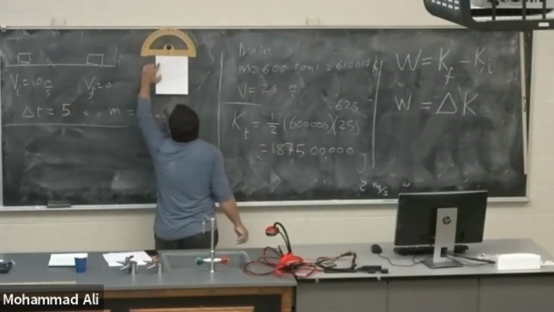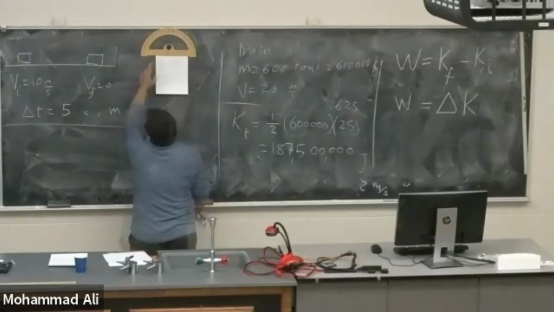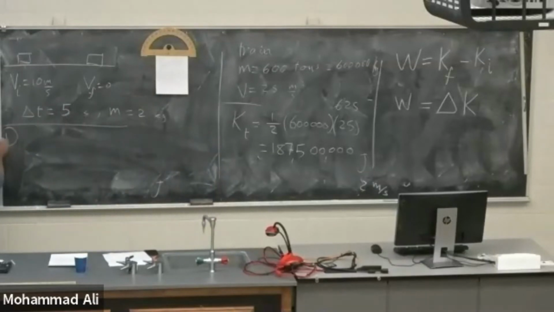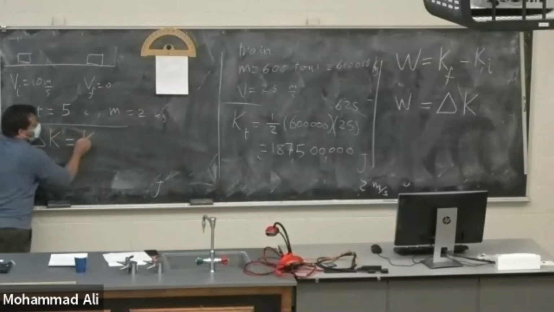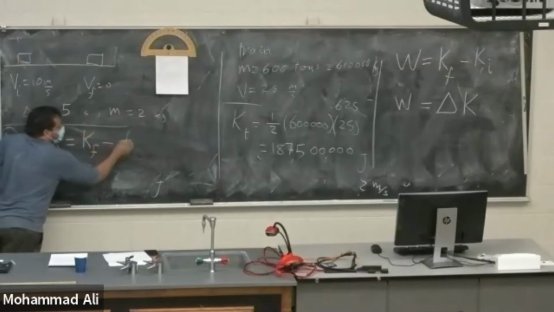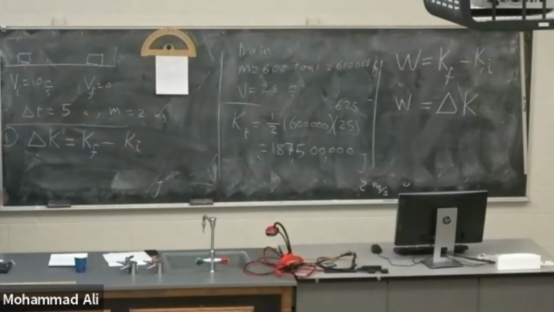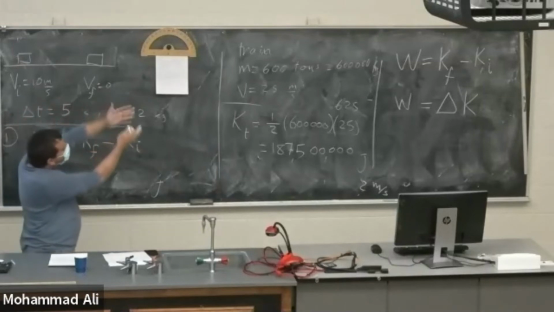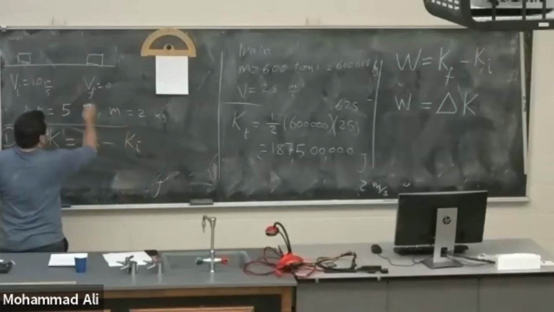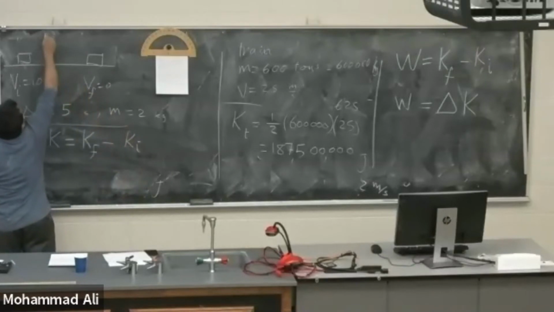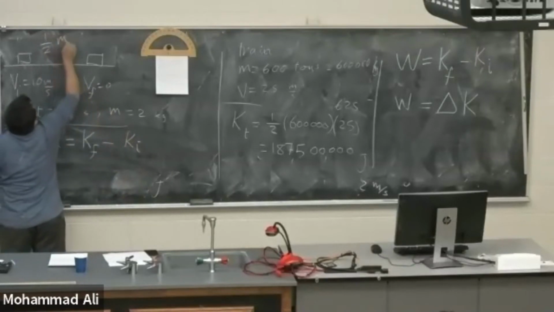The first thing, find the change in kinetic energy. Delta kinetic energy is equal to kinetic energy finally minus kinetic energy initially. We have the relation of the kinetic energy. I'll write it here: 1/2 mv squared.